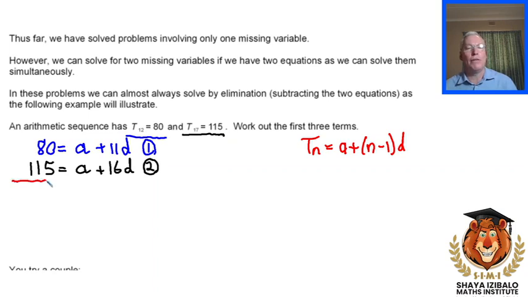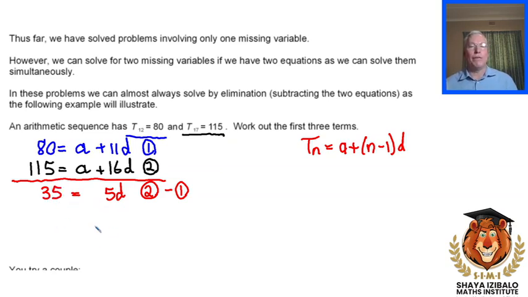What we're going to do here is subtract one of the equations from the other equation. Doesn't matter which way we subtract them. When we subtract them, the a's will be eliminated. Let's do equation number 2 minus equation number 1. So we're going to go the bottom one minus the top one. 16d minus 11d is 5d. a minus a, lutho. 115 minus 80, 35. Right, now 35 is 5 lots of d.